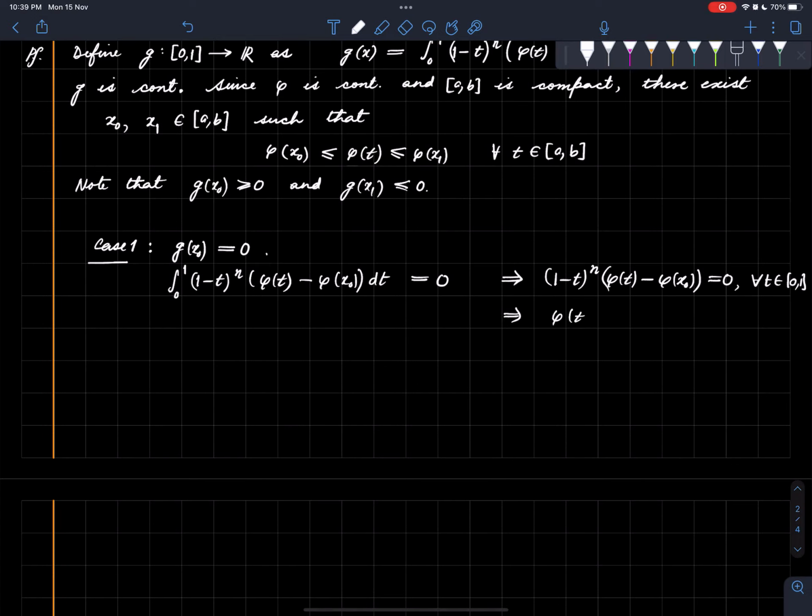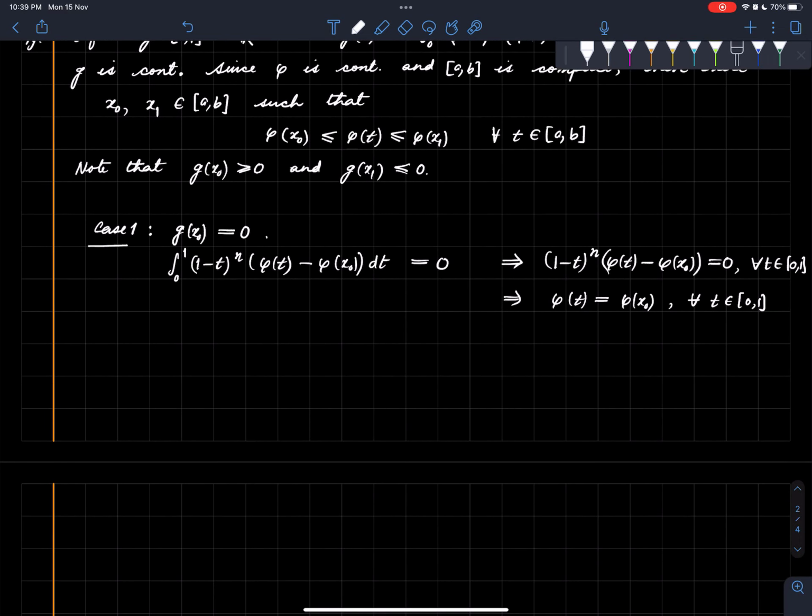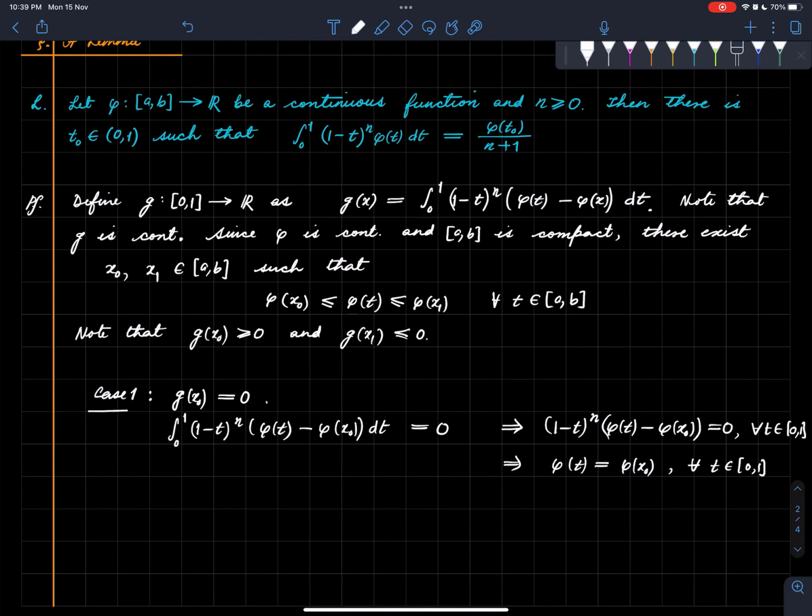Phi t equals phi x0 for all t in [0, 1]. So in this case, such a thing happens, and therefore, if you just use this equation, you'll see that this trivially happens, because phi t naught just becomes a constant. Phi t is equal to phi t naught for each t, so this just becomes a constant, comes out, and if you integrate the thing inside, you get the expression on the right hand side.